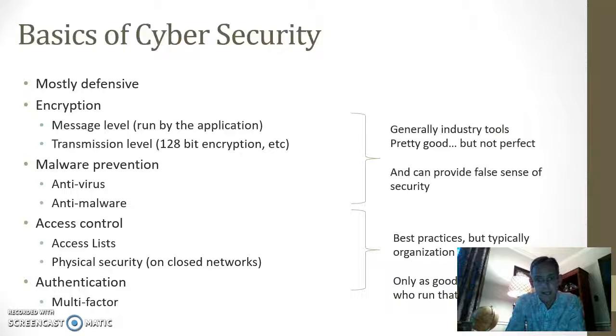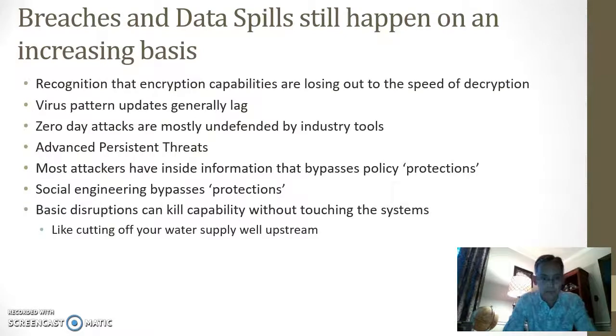So from an encryption standpoint, there are industry tools. They're pretty good. They're not perfect, but they're pretty good, and they can provide a false sense of security because they're by definition going to be sort of slower than the bad guys. Malware prevention is the same way. Someone's going to come up with something, and we've got to figure out how to deal with it. Now, if they're targeting you specifically, you're not going to be able to deal with it fast enough. If they're targeting just in general, then a lot of times companies can get patches out there and you can deal with stuff. Access control and authentication are basically based on best practices, so that's organization by organization.